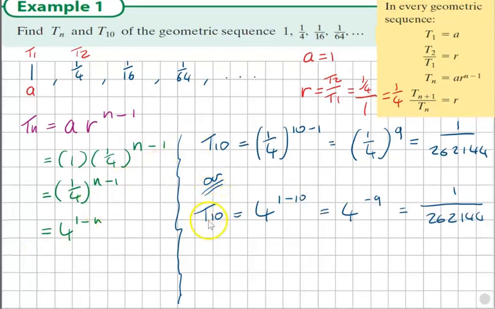Or using the nth term from the book, which is 4 to the power of 1 minus n, replacing the n for 10, we get 1 minus 10 gives us minus 9. So 4 to the power of minus 9 again gives us the same answer, 1 over 262,144. So it's up to you which nth term you use. The top one is less work, but both give you the exact same answer.